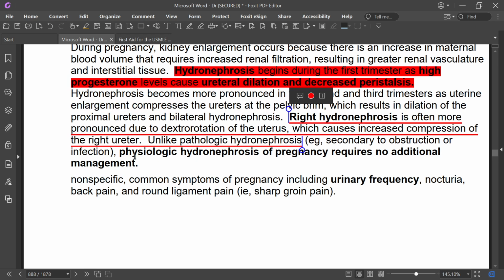Non-specific common symptoms of pregnancy include urinary frequency, nocturia, back pain, and round ligament pain.